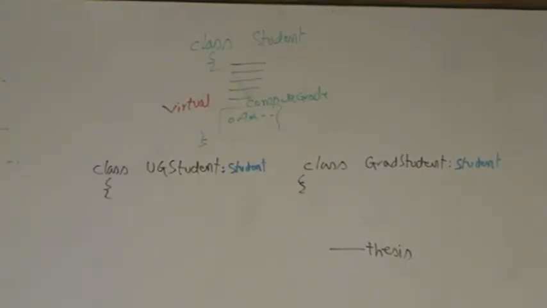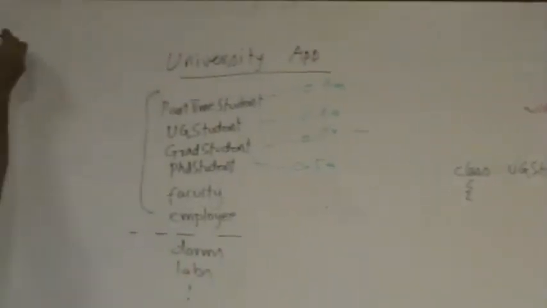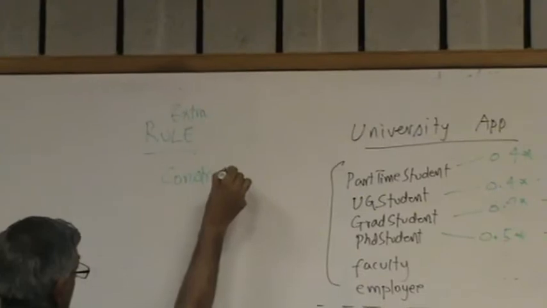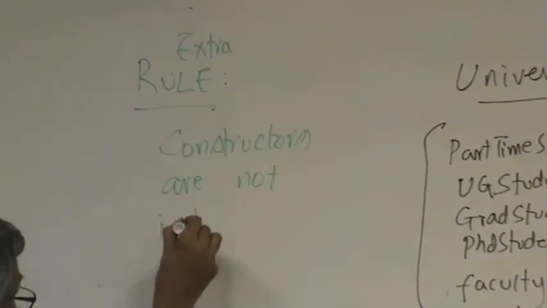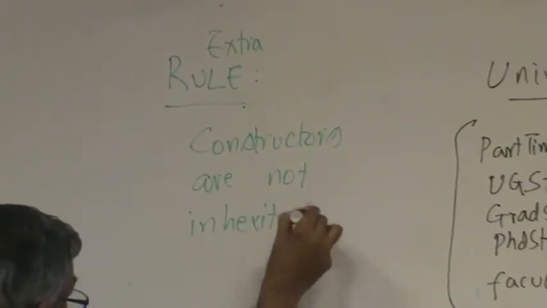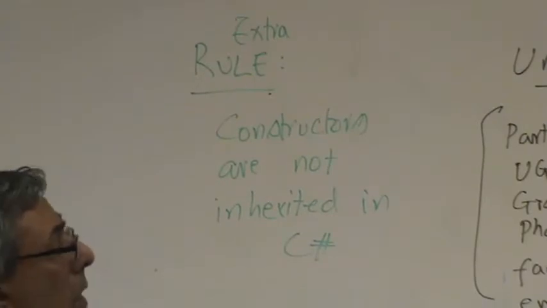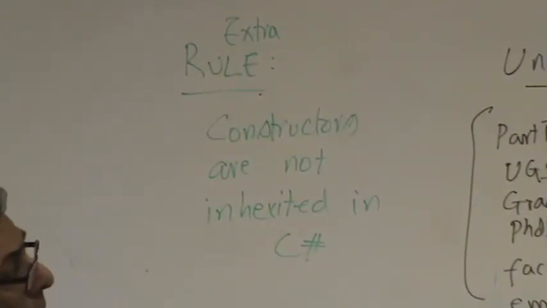Okay, so I forgot to give you one rule special to C# related to inheritance, and one extra rule is constructors are not inherited in C#. Unlike C++, where the constructors are also inherited. Okay. So if we write a constructor in the base class, it will not be available in the derived class.